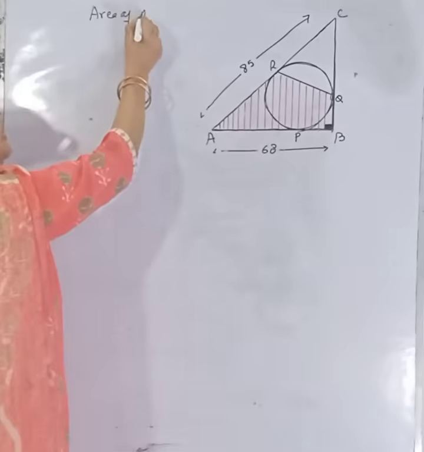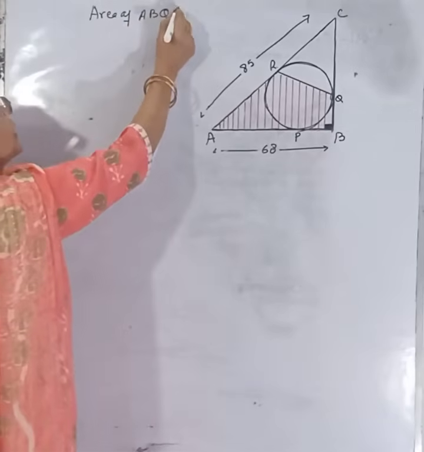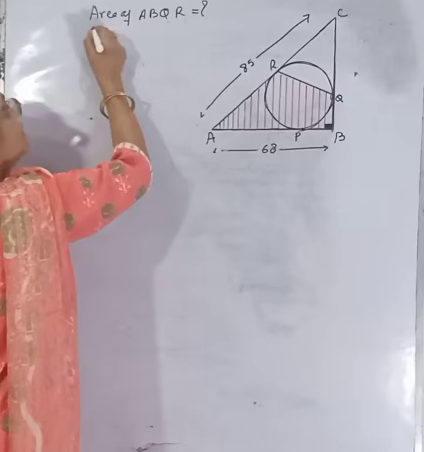Area of AB QR is equal to what? This is the main question.